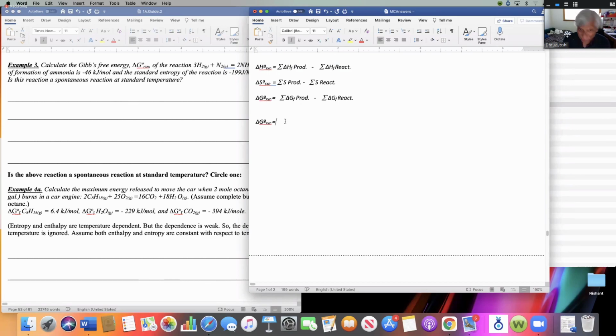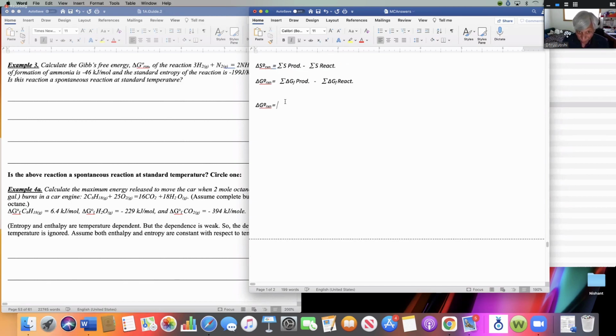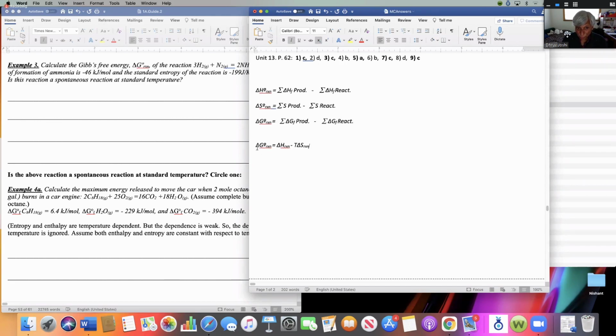And the fourth equation for delta G is delta H reaction minus T delta S reaction. These are the four equations that are the important equations.